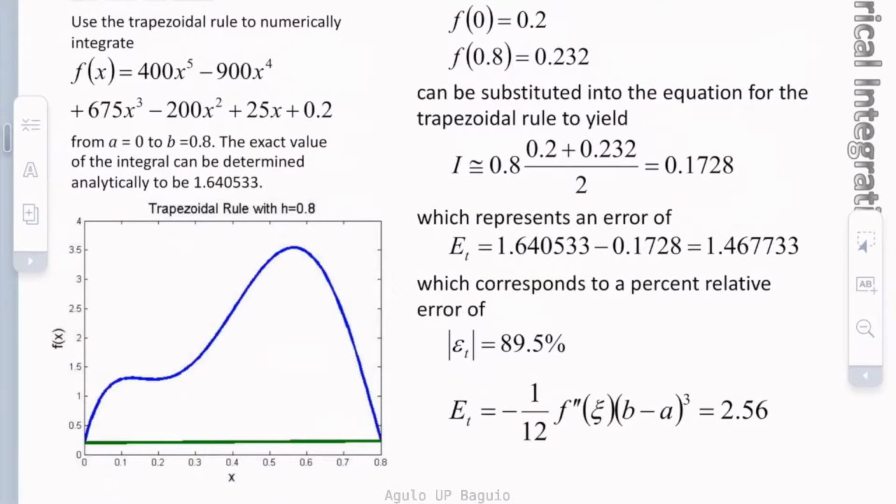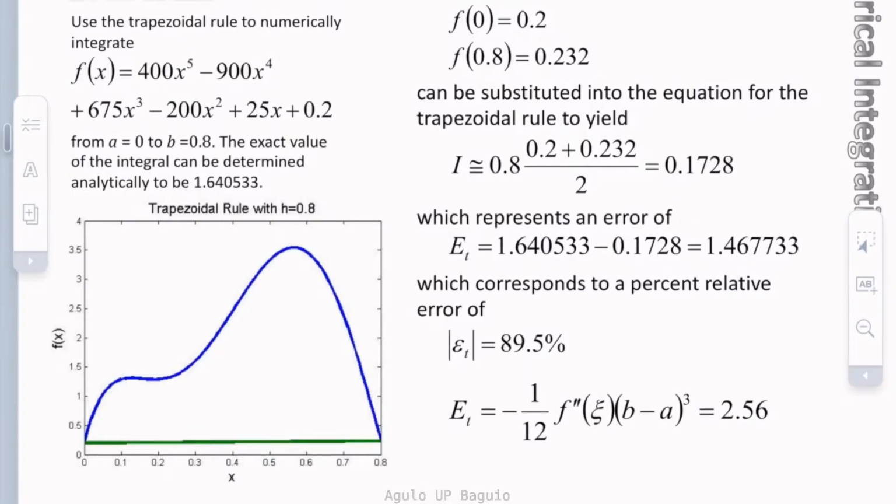Let's consider this example. Use the trapezoidal rule to numerically integrate f of x equals 400x to the fifth minus 900x to the fourth plus 675x cubed minus 200x squared plus 25x plus 0.2 from a equals 0 to b equals 0.8. The exact value of the integral can be determined analytically to be 1.640533.